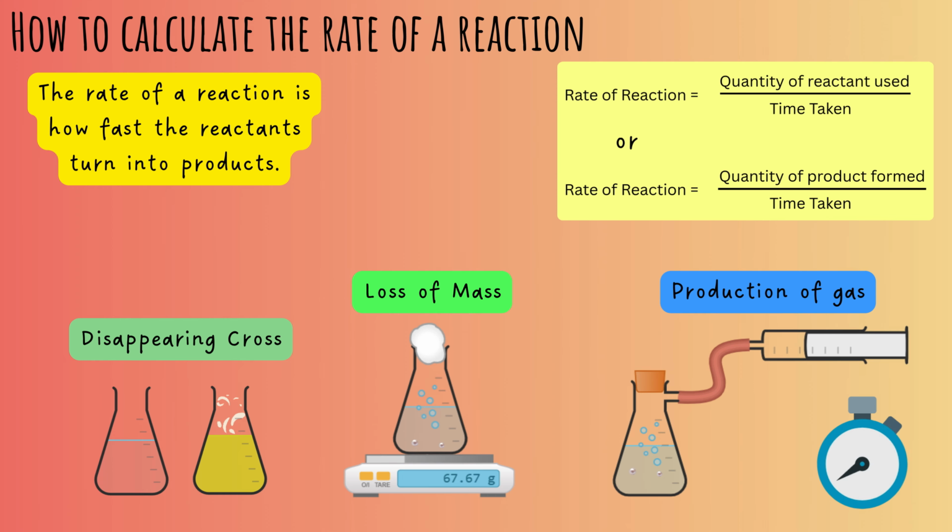The second required practical could be the loss of mass, and this is calcium carbonate chips plus hydrochloric acid with cotton wool on top. The carbon dioxide escapes, so the mass decreases over time.